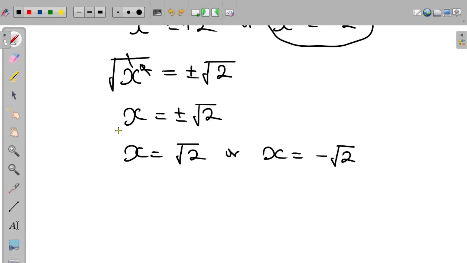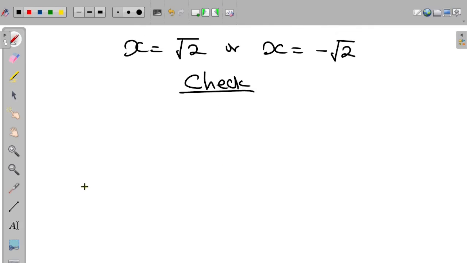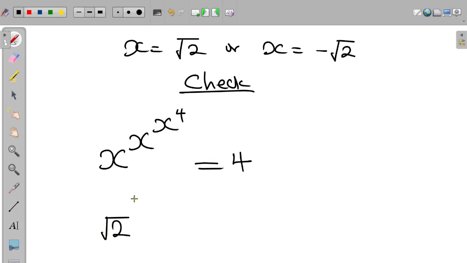But then, let's verify our answer. So we had that x to the power of x to the power of x, the power of 4 is equal to 4. Now recall that x is given as root of 2. So we have that this is root of 2 to the power of root of 2, power of root of 2, power of 4 is equal to 4.